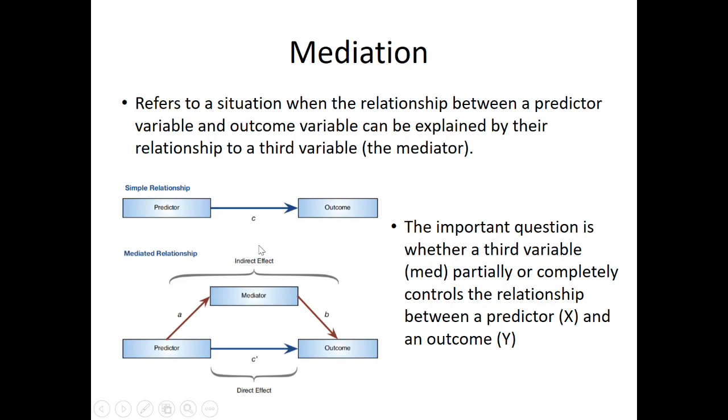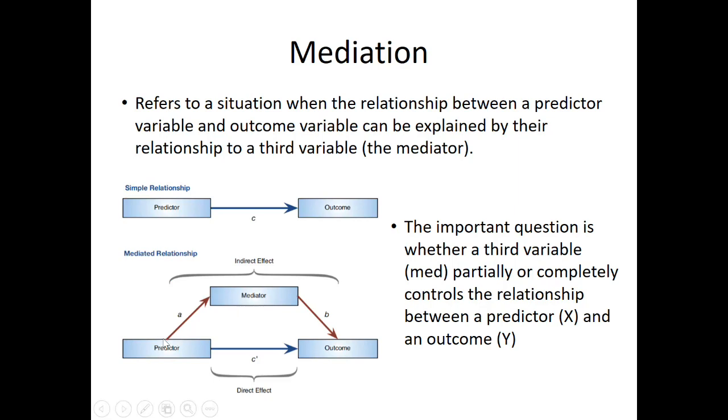This is a mediated relationship. So if you see down here, we still have our simple relationship. However, we have another path happening here. This is what's known as your indirect path or your indirect effect, where your predictor predicts your mediator and then goes on further to predict your outcome variable through the mediator. And so the important question is whether a third variable or the mediator partially or completely controls the relationship between a predictor and an outcome. Oftentimes, when you have mediation, and as a matter of fact, there is a school of thought that says this is the only true time you have mediation.